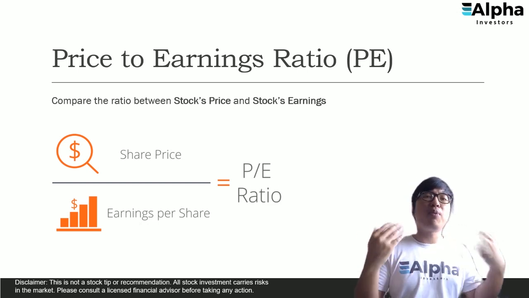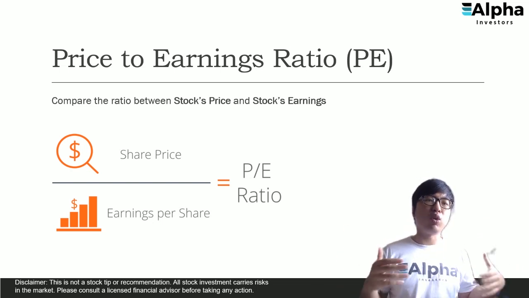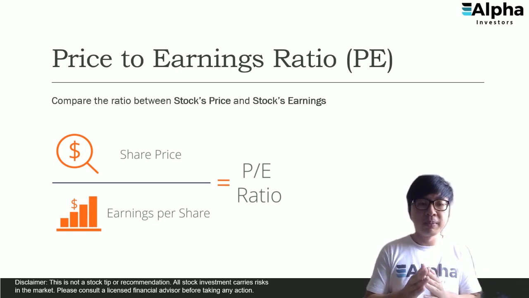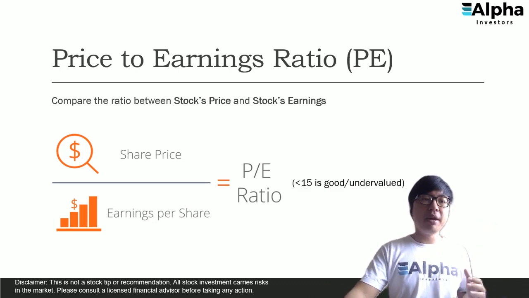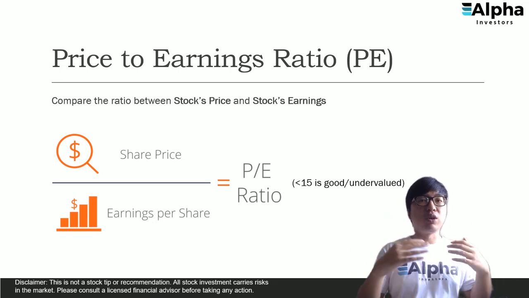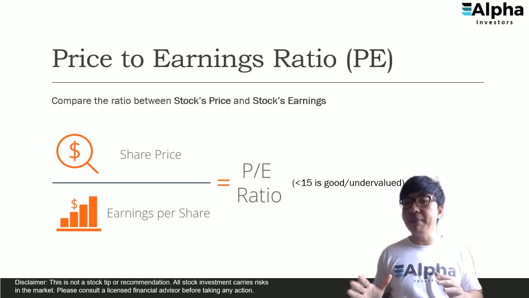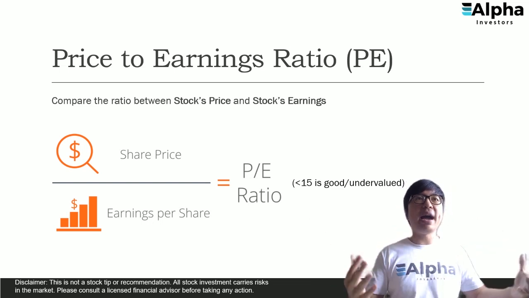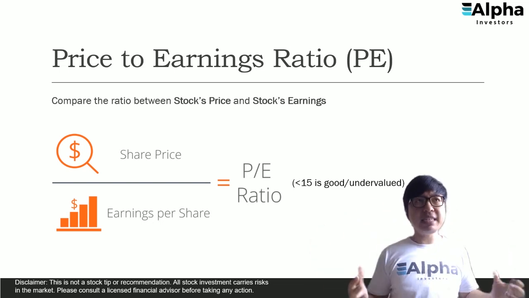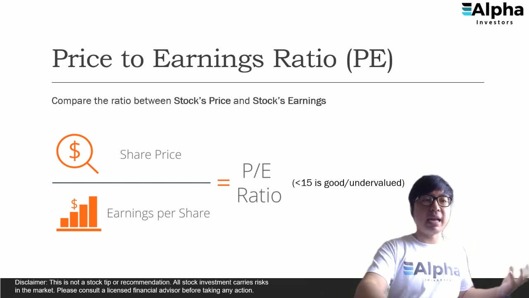Now, what does the price to earnings ratio mean, what is a good price to earnings ratio, and what is a bad one? I'm going to break it down for you guys. It's really simple. As a general rule of thumb, anything with a PE ratio under 15 is considered good and undervalued. This is just a general rule of thumb. Don't ask me why it's 15, why it can't be 20 or 30. The easiest way to explain this general rule of thumb is simply like this.